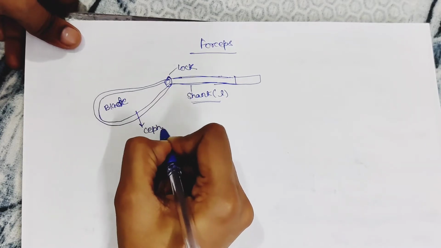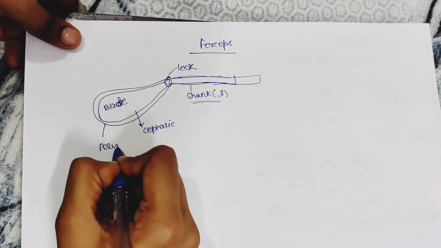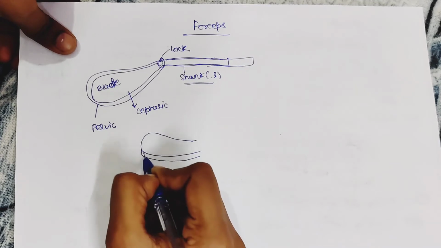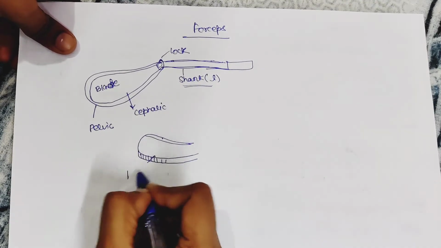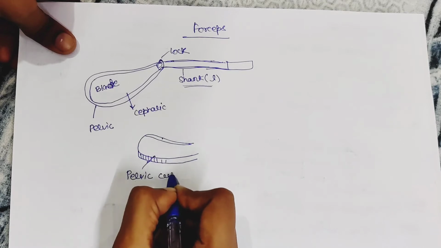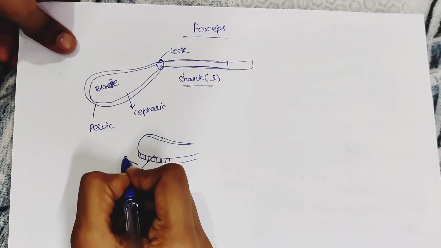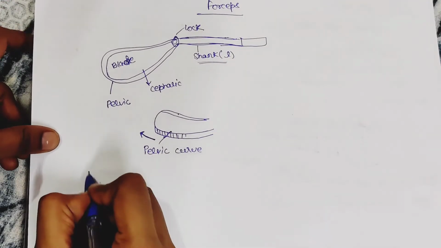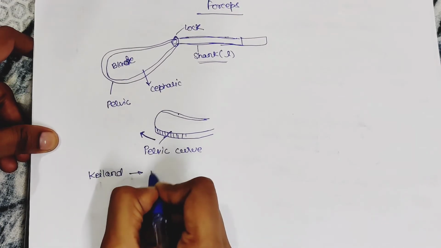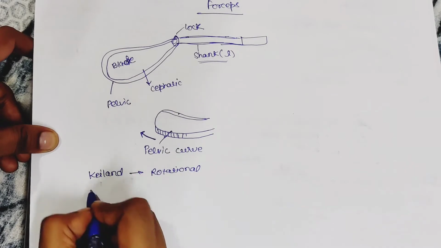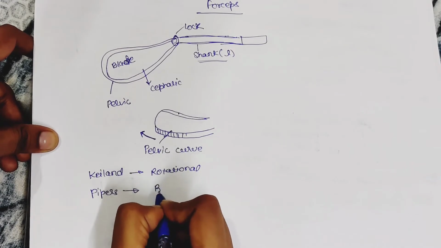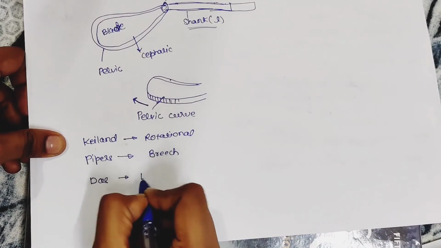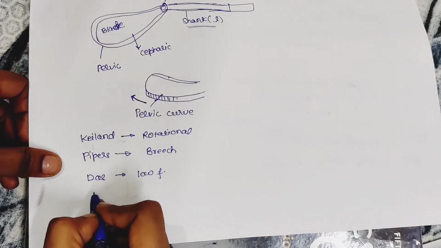Blade has cephalic curve and blade has pelvic curve. If we see from the side, pelvic curve is this thickness, this is pelvic curve, and pelvic curve should always point upward. So this is forceps. Some special forceps are Keelan forceps. Keelan is rotational forceps. Piper forceps we have. Piper is for breech, after coming head of the breech. Mostly we use low forceps. This is low forceps, and outlet forceps is release forceps.